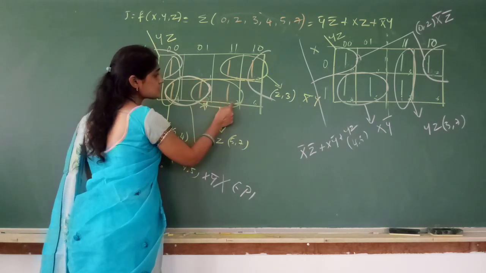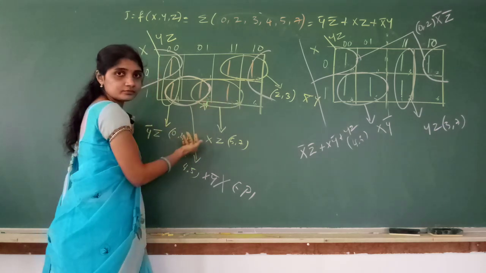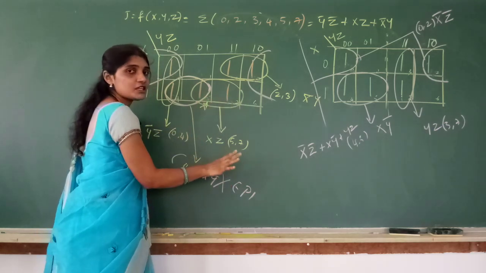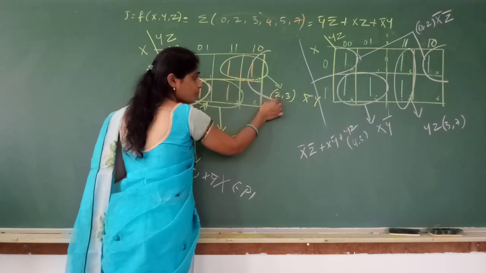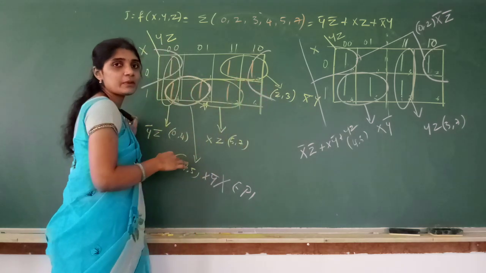When I grouped 5 and 7, both are unique, not being covered with any other min term. So this is an EPI. Similarly, when I grouped 2 and 3, both are unique. So that is an essential prime implicant.